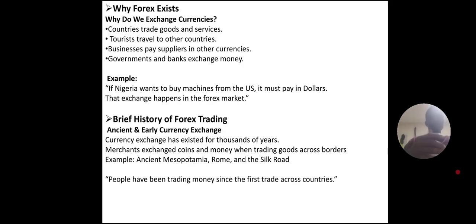Now, if Nigeria wants to buy a machine from the US, it must pay in dollars. This is what I was saying. That exchange happens in the forex market. So if the Nigerian government wants to buy something from the United States, maybe bring down machineries to Nigeria, they have to buy it in dollars. So they have to convert Naira to dollars before they can make any purchase there.